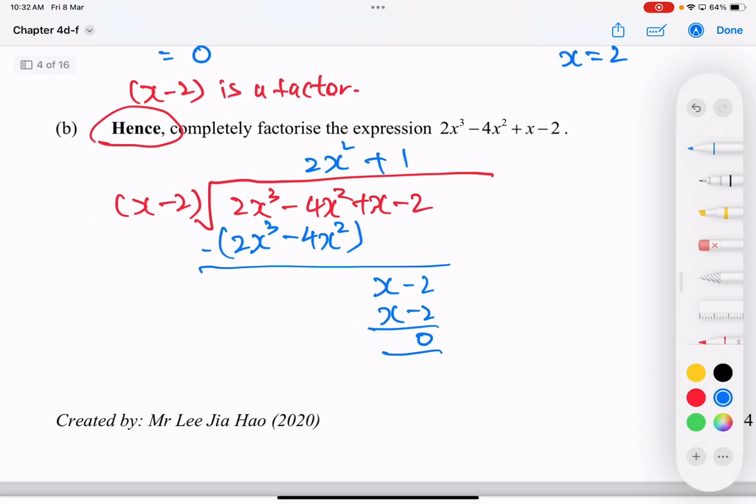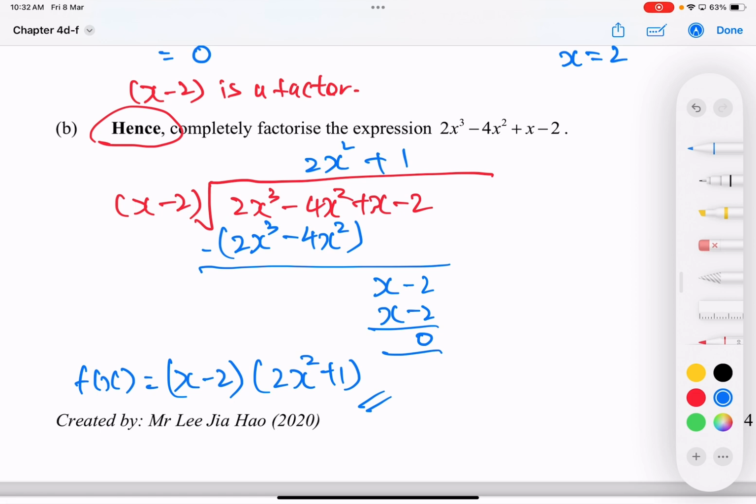So I can write it in my normal way. I know that my f(x) is equal to the divisor, which is x minus 2, multiplied by the quotient, 2x squared plus 1, plus the remainder, which is 0. So voila, I have factorized it completely. Faster, right? But there's a risk that this may not be accepted. Of course, if the other method is completely alien to you and you really don't know what is going on, then I'll still use this method. This method, I agree, is a lot easier.